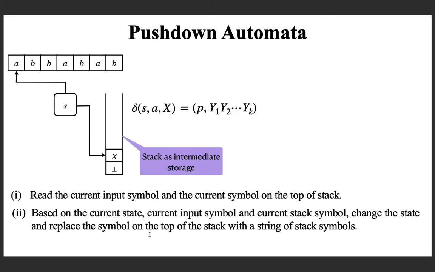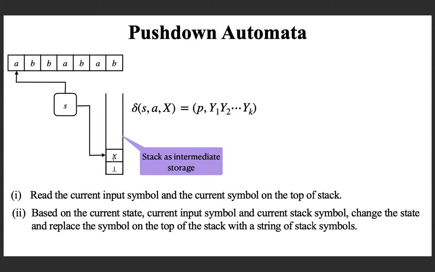And based on these three, what it can do is it can change the state. So now the state is changed to P from S, and replace the symbol on the top of the stack with a string of stack symbols. That is what it can do. It can change the state, in this case from S to P, and it can replace the top of stack symbol with a string of symbols on the stack.